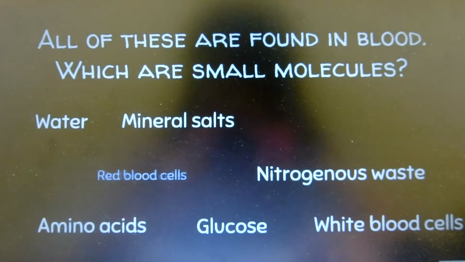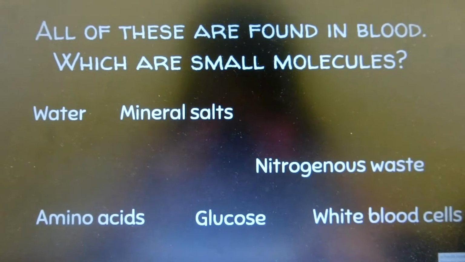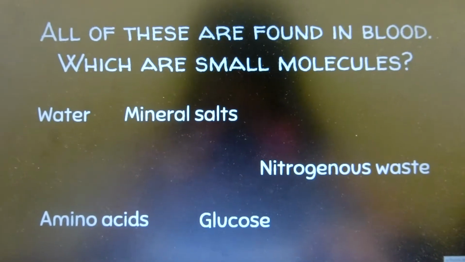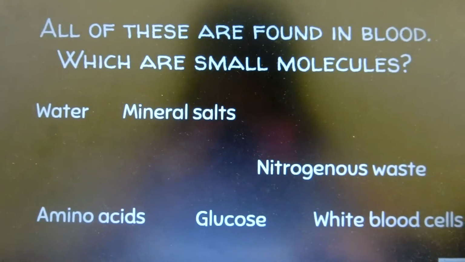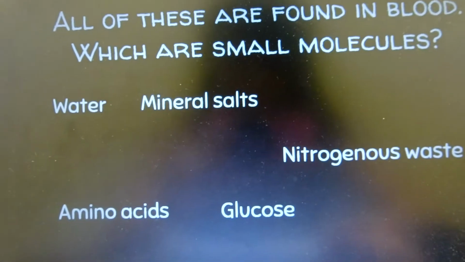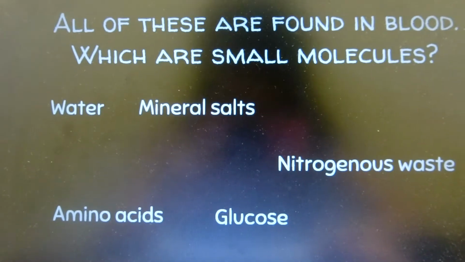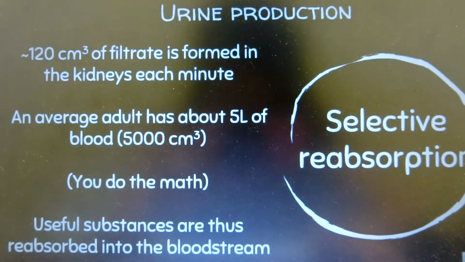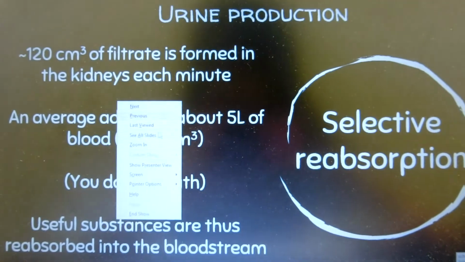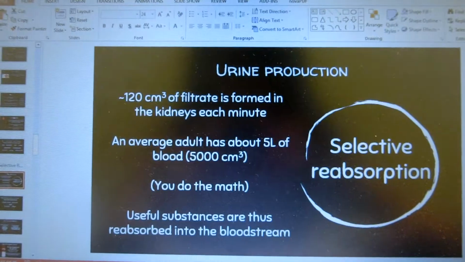Red blood cells are big. Nitrogenous waste are small molecules. Amino acids are small. Glucose is small. And your white blood cells are big molecules. So only these small molecules will be able to be filtered. Okay, so that is the first part, which is ultrafiltration.